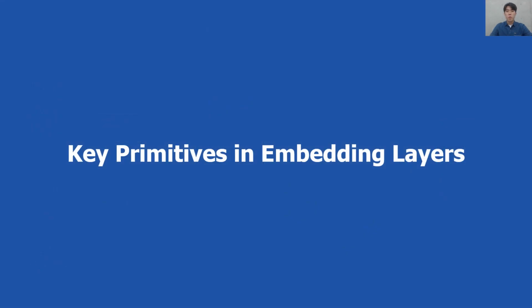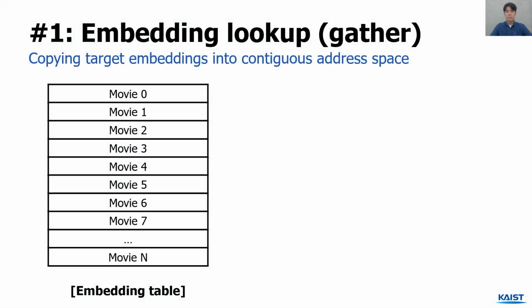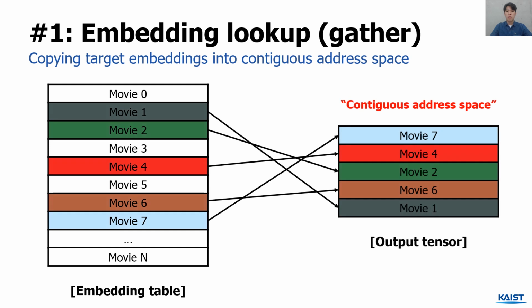So, what are some of the key primitives of embedding layers? The first most important primitive is the embedding lookup operation, which is also known as embedding gathers. Here, we have a large embedding table with n embeddings. From this large table, we need to gather the target embeddings into a contiguous address space. Because of the nature of the gather operation, the memory access pattern becomes highly sparse and irregular with low locality.